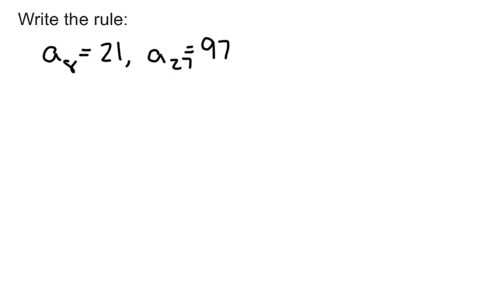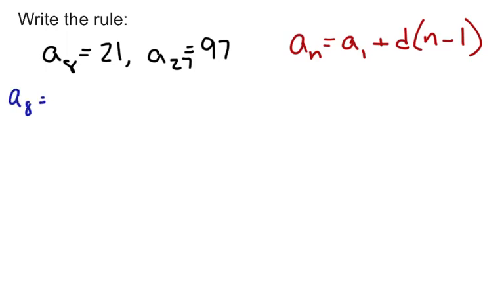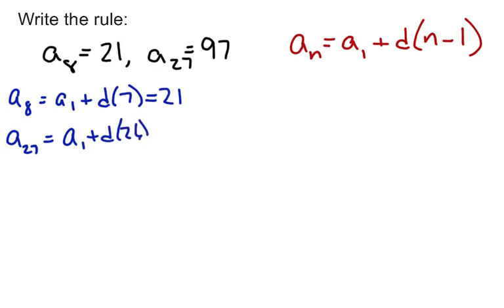How about if I just know what two specific terms are? Remember, we want to get to this point where an is the first term plus the common difference n minus 1 times. And I don't know anything right now, but we do know that A8, that would be the first term plus the common difference 7 times. And that would give me 21. For A27, that's the first term plus the common difference 26 times. And that should give us 97.